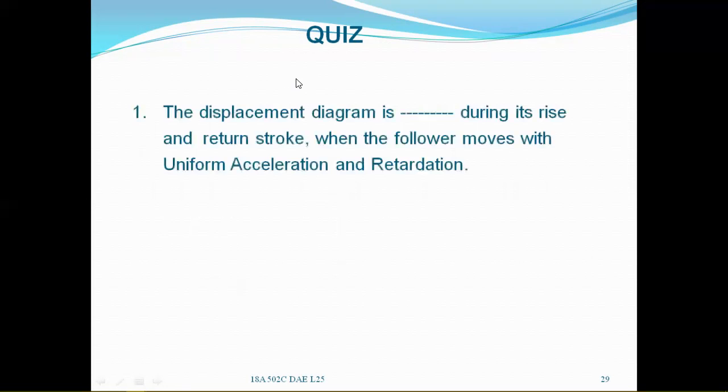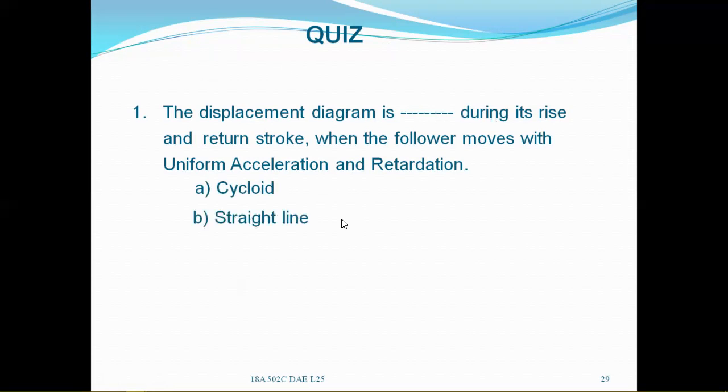Let us have a quiz on this lesson. The displacement diagram is dash during its rise and return stroke when the follower moves with uniform acceleration and retardation. The displacement diagram is dash during its rise and return, or outward or return stroke, when the follower moves with uniform acceleration and retardation.